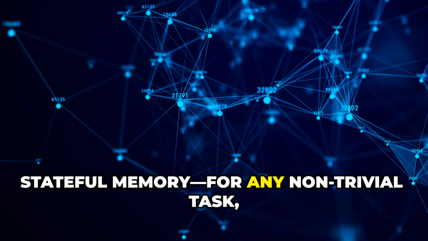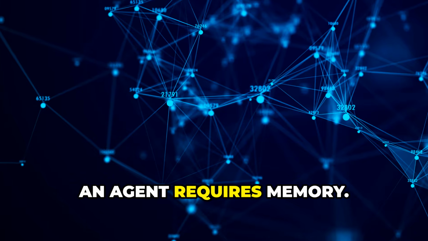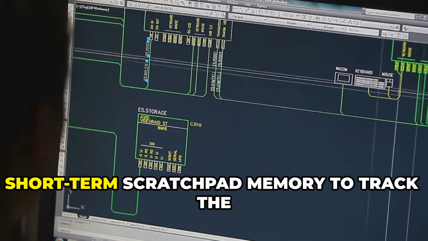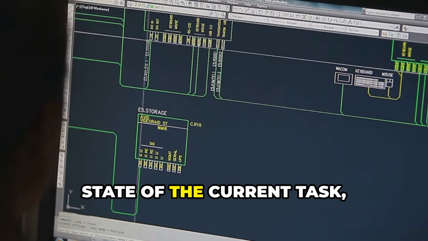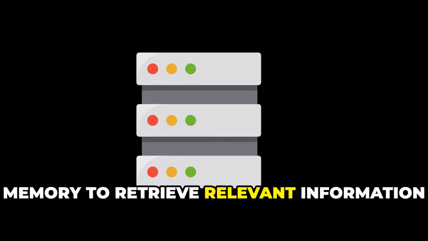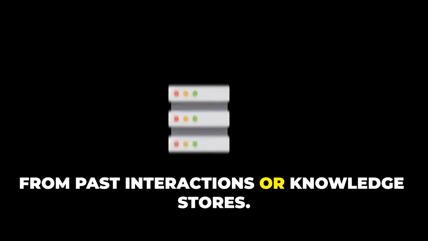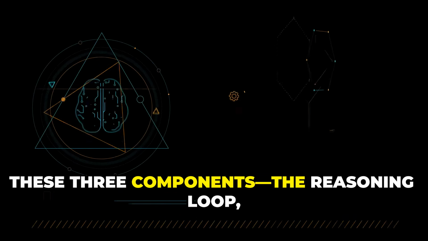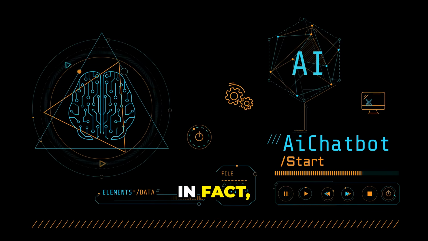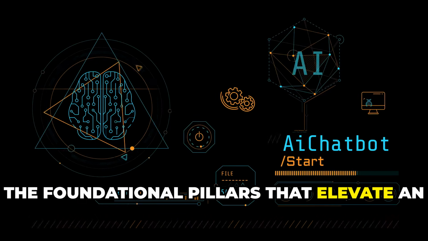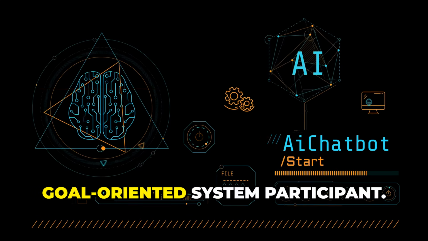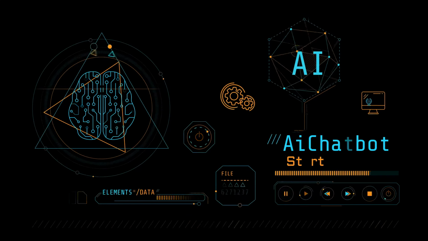Stateful memory. For any non-trivial task, an agent requires memory. The framework must provide mechanisms for both short-term scratchpad memory to track the state of the current task, and long-term, often vectorized memory to retrieve relevant information from past interactions or knowledge stores. These three components, the reasoning loop, the tool catalog, and memory, are the foundational pillars that elevate an LLM from a passive information generator into an active, goal-oriented system participant.